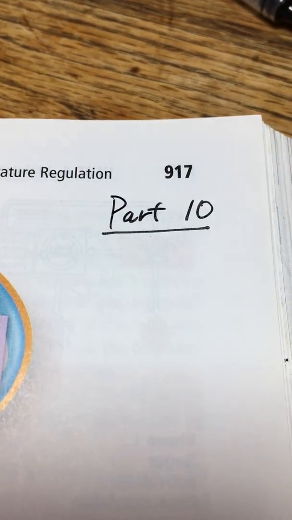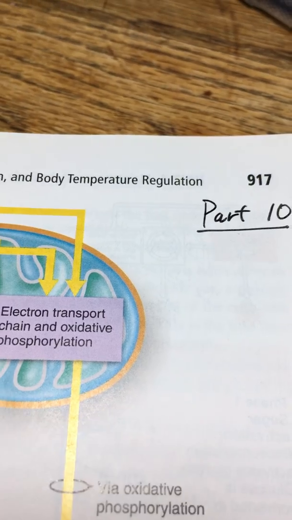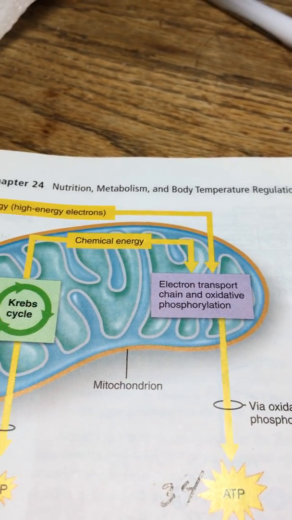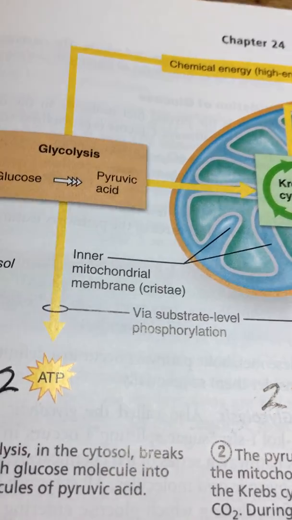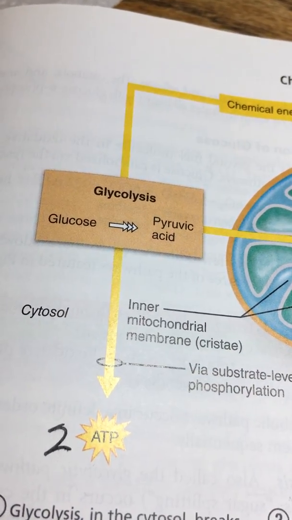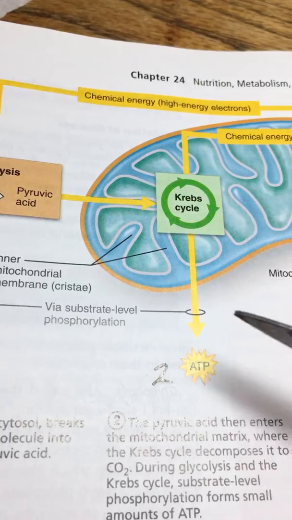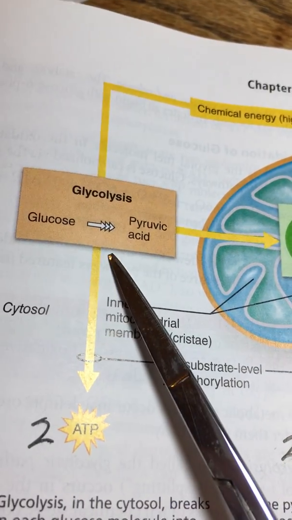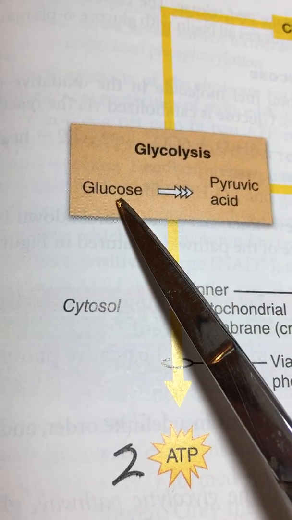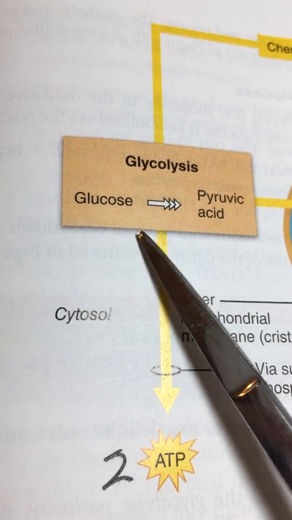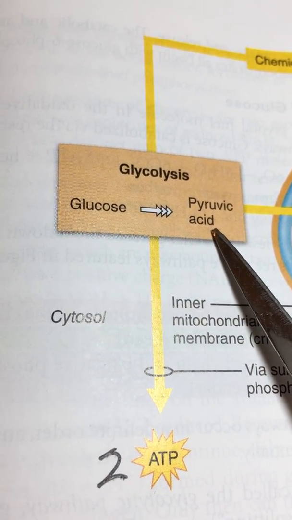Here we are, it's part 10, page 917 of the nutrition chapter in metabolism. And here we are now looking at the inside of the cell. You have to imagine here that we're inside of a cell on this page. And here in the cytoplasm we have glycolysis going on. And we have glucose that's basically being metabolized to pyruvate.